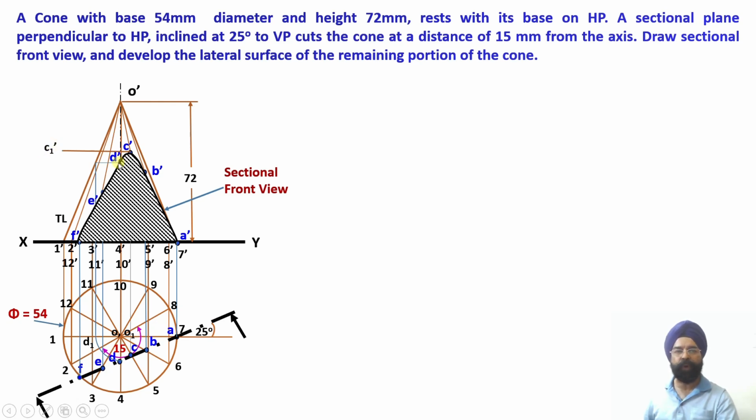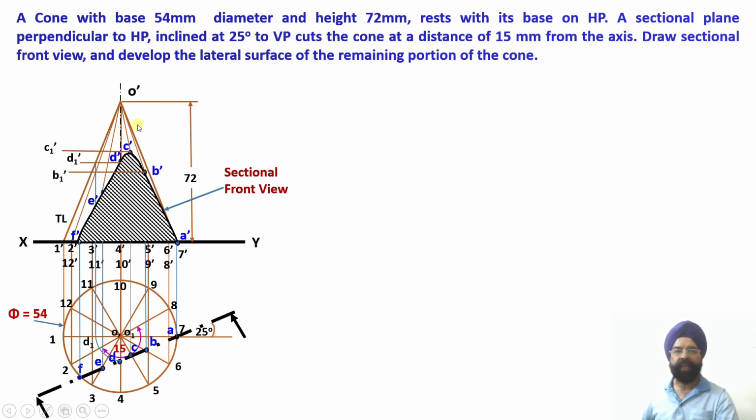Similarly, for point D, once again I draw the horizontal line. Wherever this horizontal line from D' intersects with the true length O' 1', this point gives me the location of the point D1'. So D1' is the true distance of the point of intersection from the apex O' over here. So I am going to ignore this distance. I have to use these distances over there.